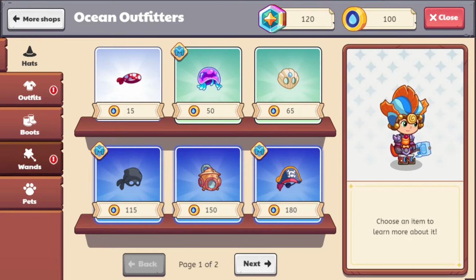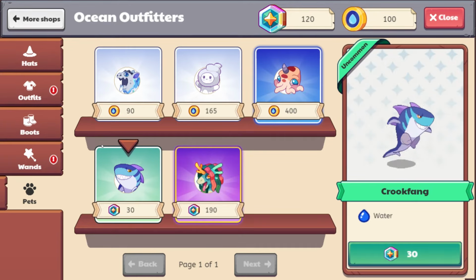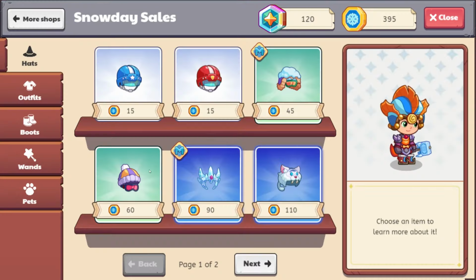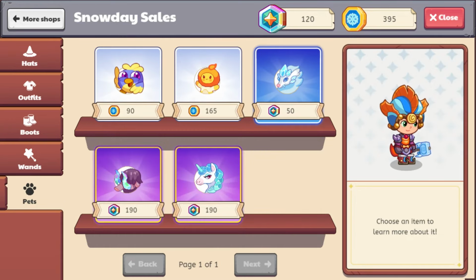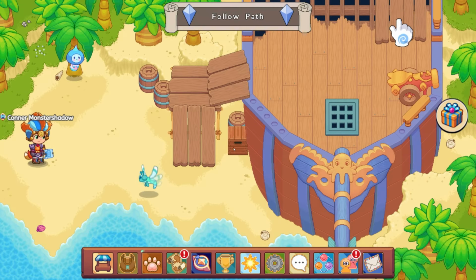Alright, so we kind of want to... Let's see here. 190. 30 for Crookfane. Only 30 for Crookfane. So that might be a doable way to go ahead and do that. Ideally, we would be going for this guy right here, Shivertusk, but that's 190, which I don't think we're going to be getting anytime soon.